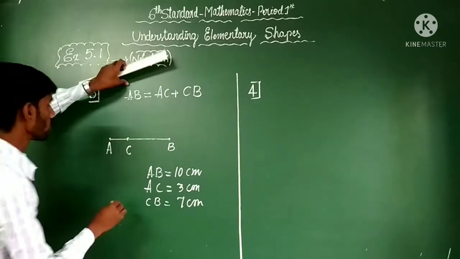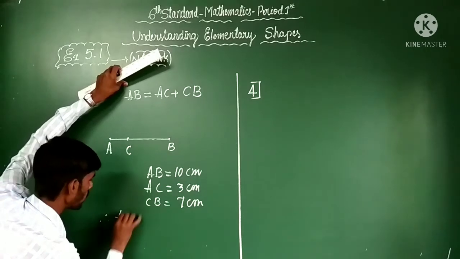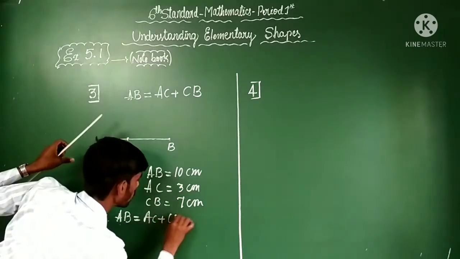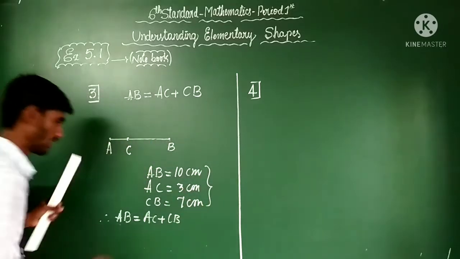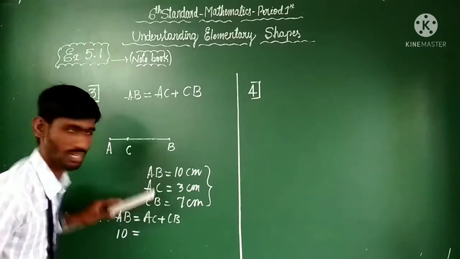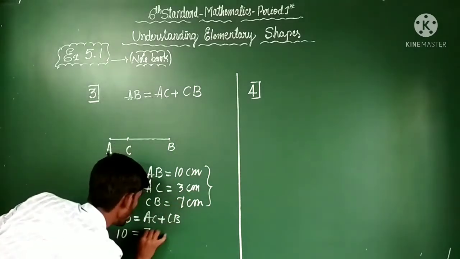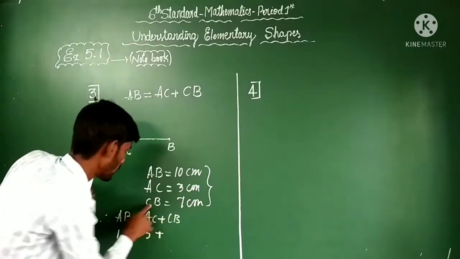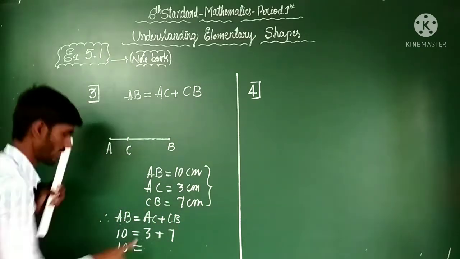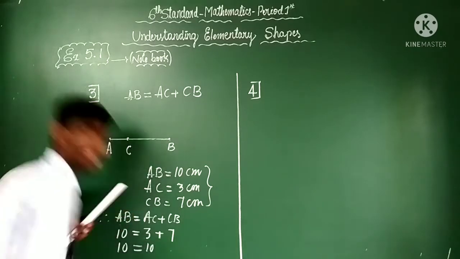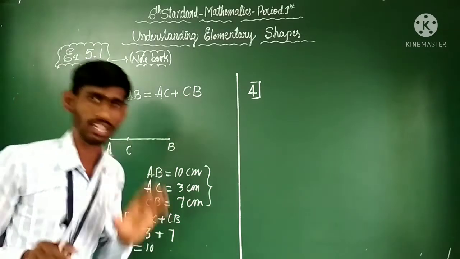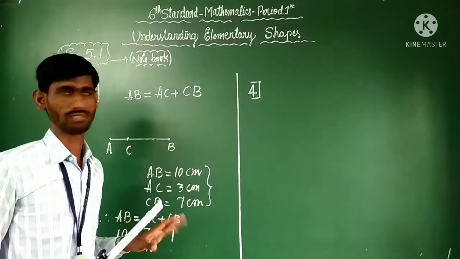Let us prove. Therefore AB is equal to AC plus CB. This is the data. Okay, AB. What is the measurement of AB? 10 centimeter, right? 10 is here. Is equal to. What is the measurement of AC? 3 centimeter, right? 3 is here. Plus CB measurement is 7 centimeter. Okay, 10 as it is. Dear children, 3 plus 7 is equal to 10. Yes, it's proved. AB is equal to AC plus CB. Clear? The problem has been completed.